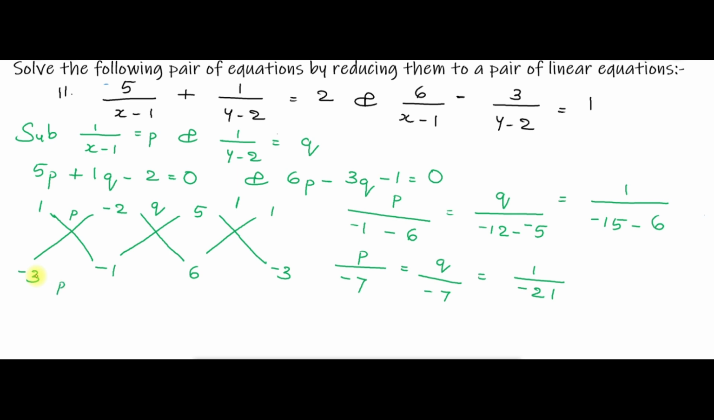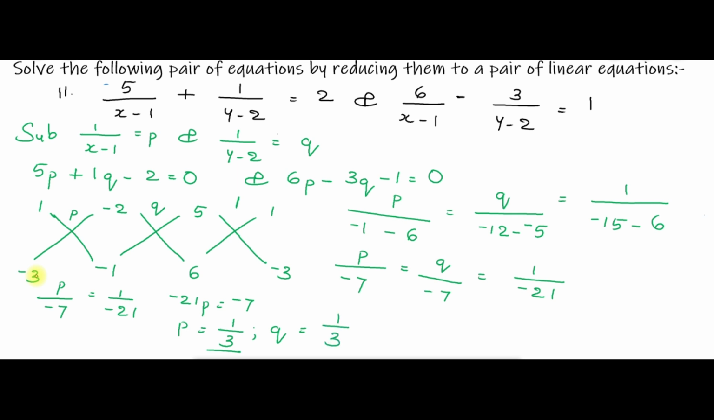So p by minus 7 equal to 1 by minus 21. That is minus 21p equal to minus 7. So p is equal to minus 7 divided by minus 21 which is equal to 1 by 3. Same value for q also, since the terms are similar. q is also equal to 1 by 3.